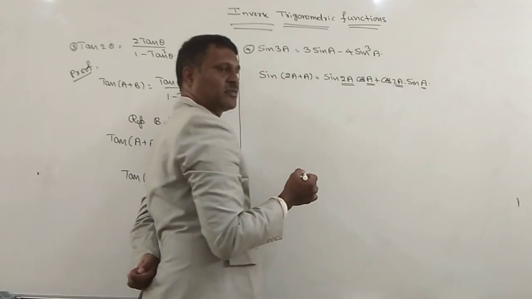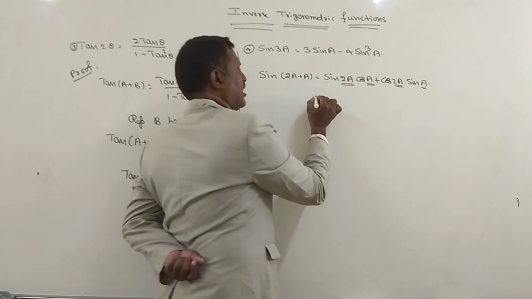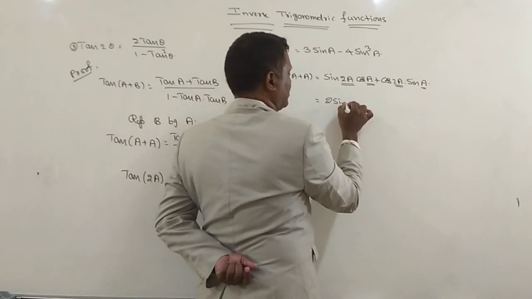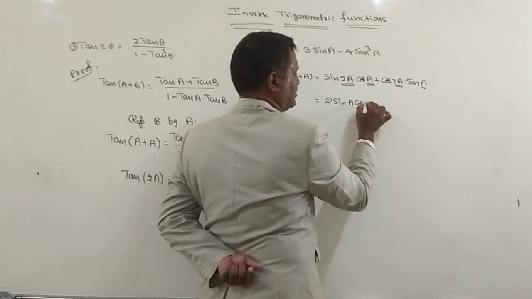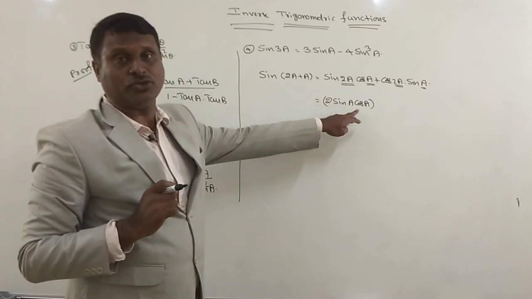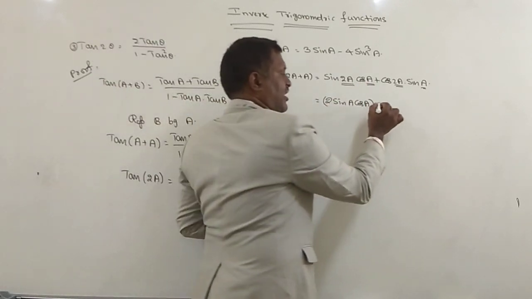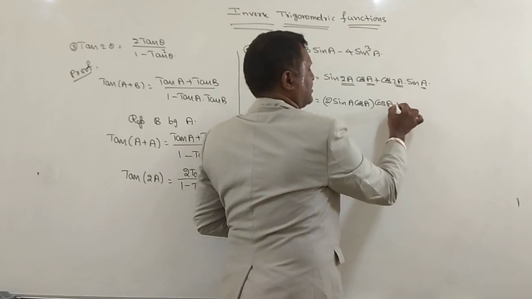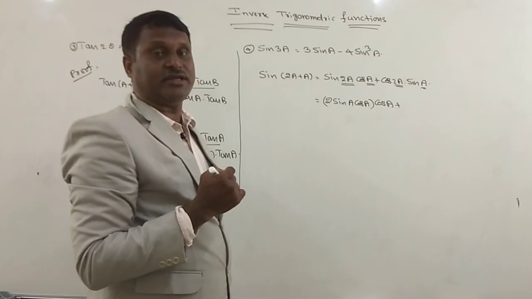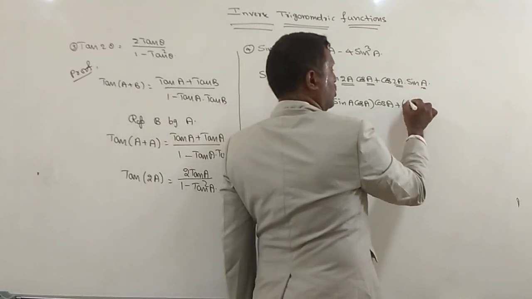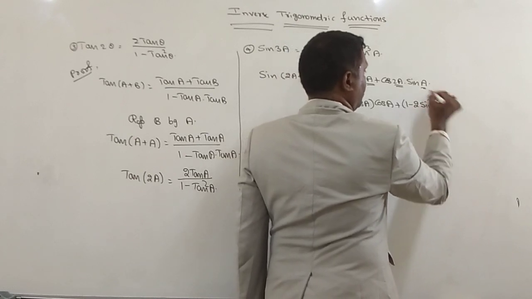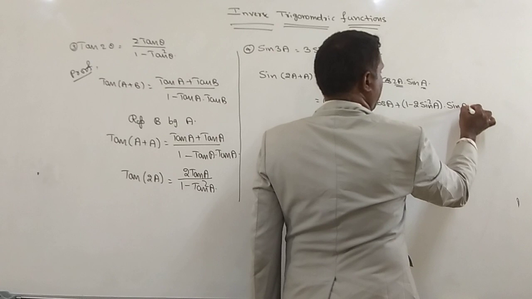Similarly here also. Now, using the formula sin 2A, convert it into the form 2 sin A into cos A. Cos A write down as it is, plus cos 2A converted in terms of sin. There is a formula for cos 2A in terms of sin, which I gave last class: 1 minus 2 sin square A, into sin A again.